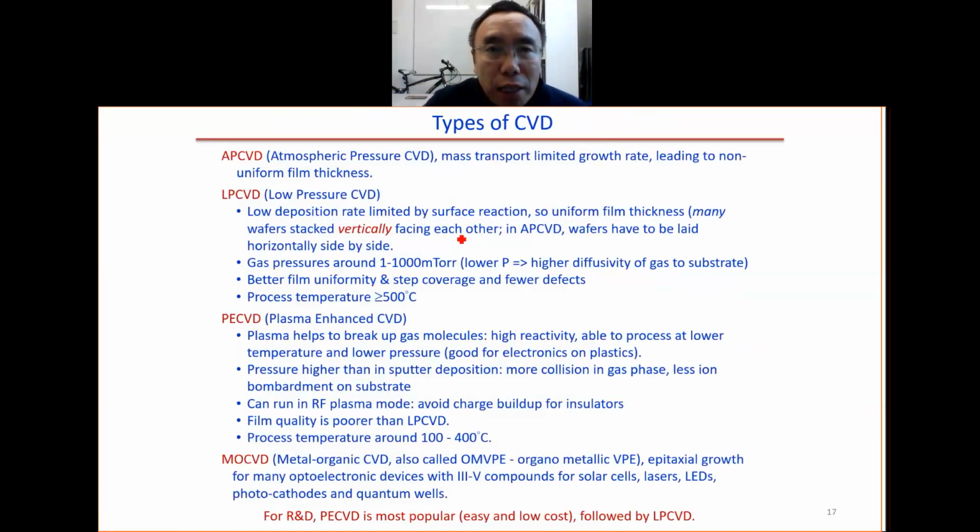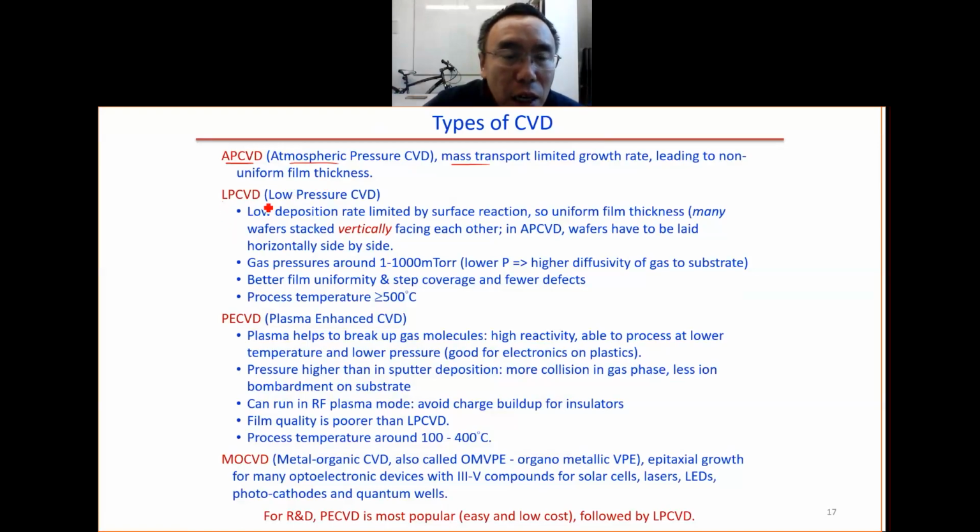So now let's look at other types of CVD. We talk about APCVD, atmospheric pressure CVD. This one has a mass transport limited growth rate, so it gives you non-uniform film thickness. We will talk about this later on.